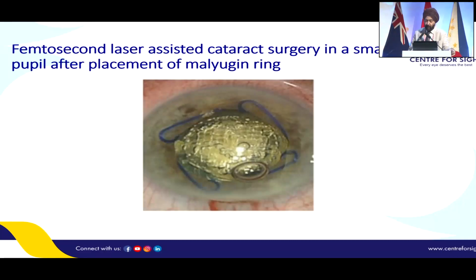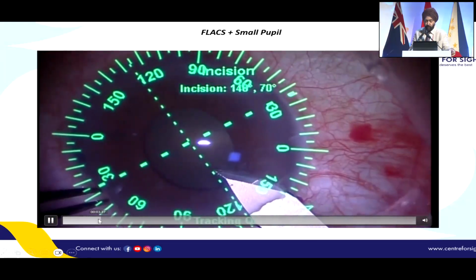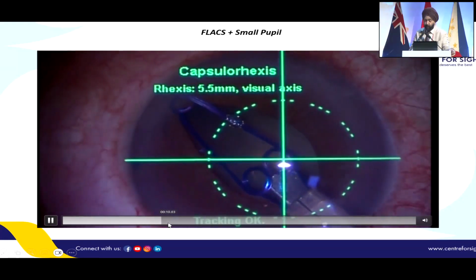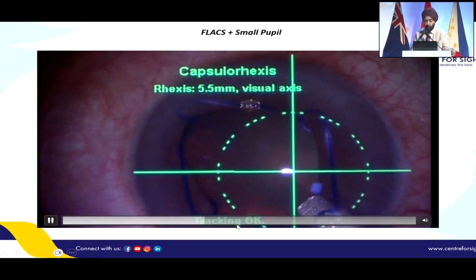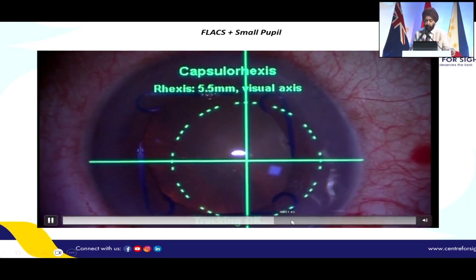This is a Malugan ring. If you have small pupils, you can easily work with a Malugan ring or a BX ring. Thanks to Dr. Kumar, that's his video. You can see that this is a case where we are putting in a Malugan ring. And once you put in a Malugan ring, you can go ahead and do a femtolaser procedure.